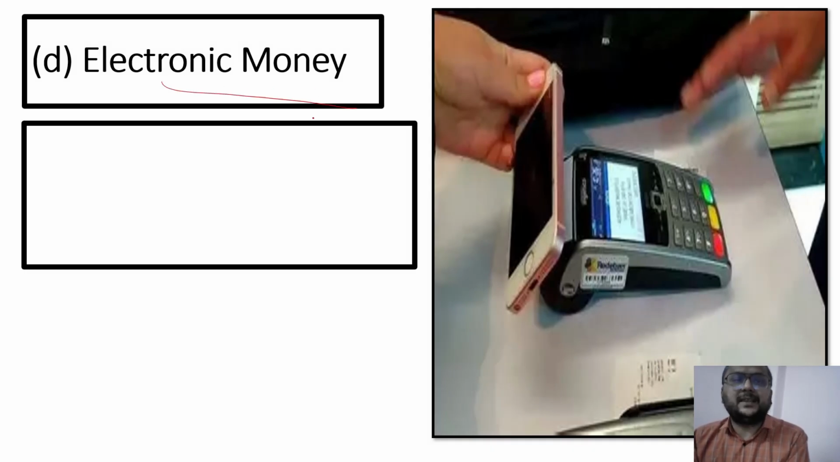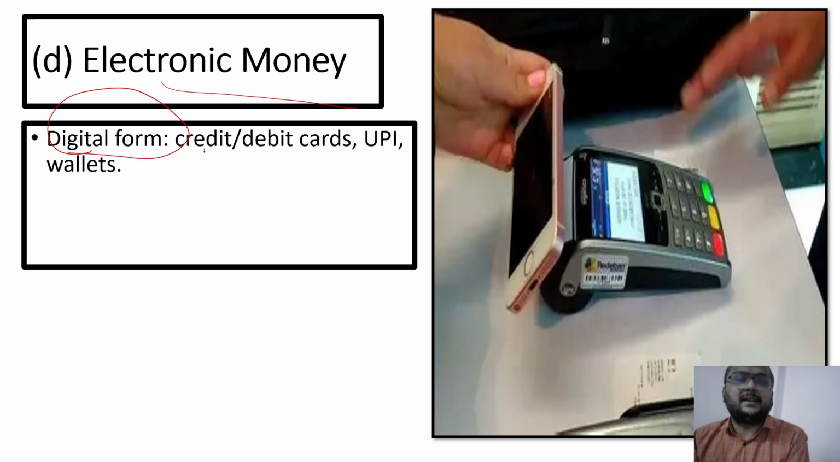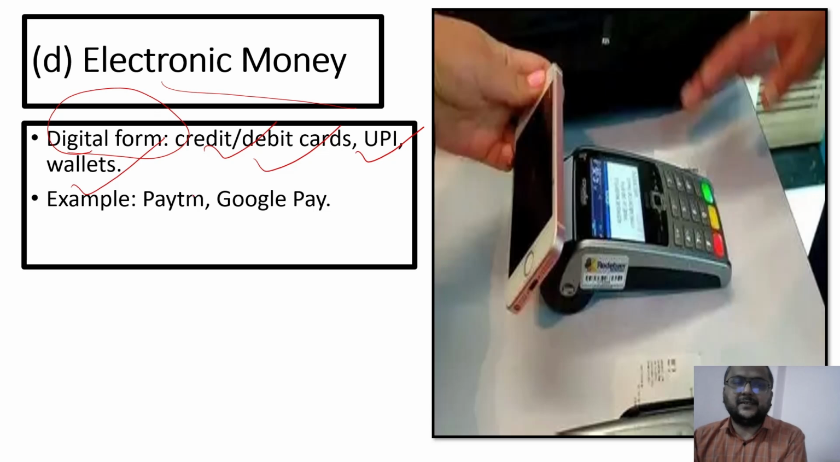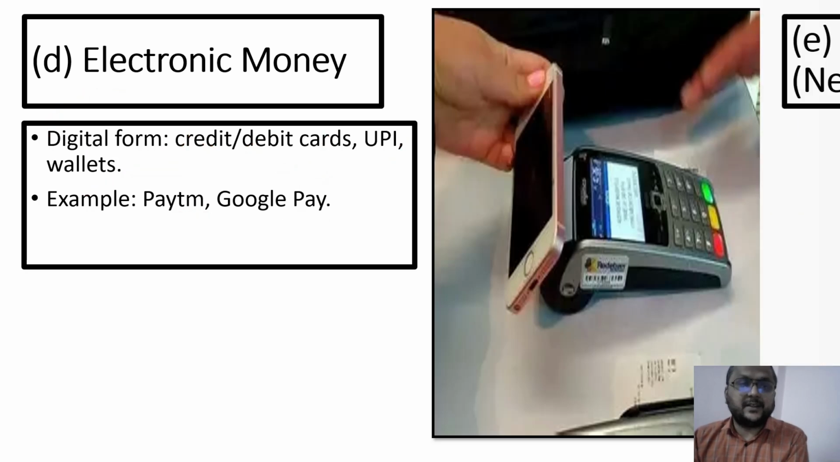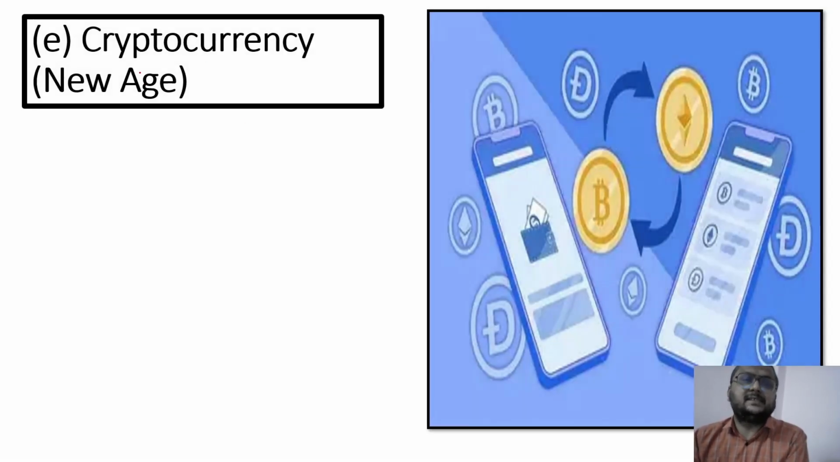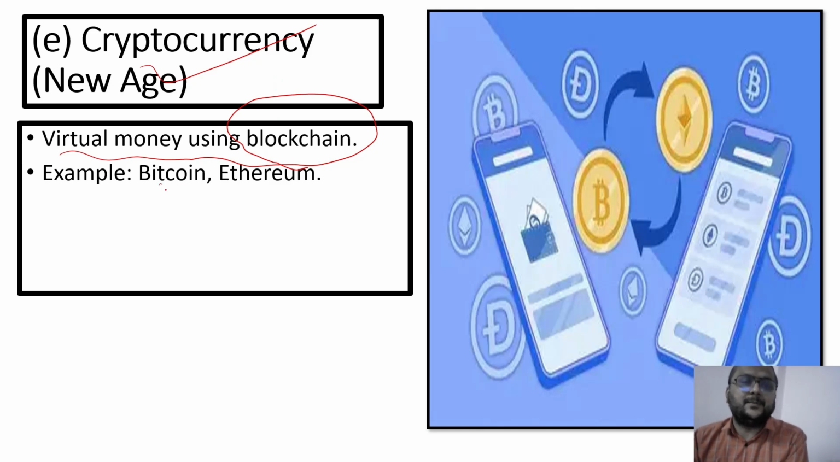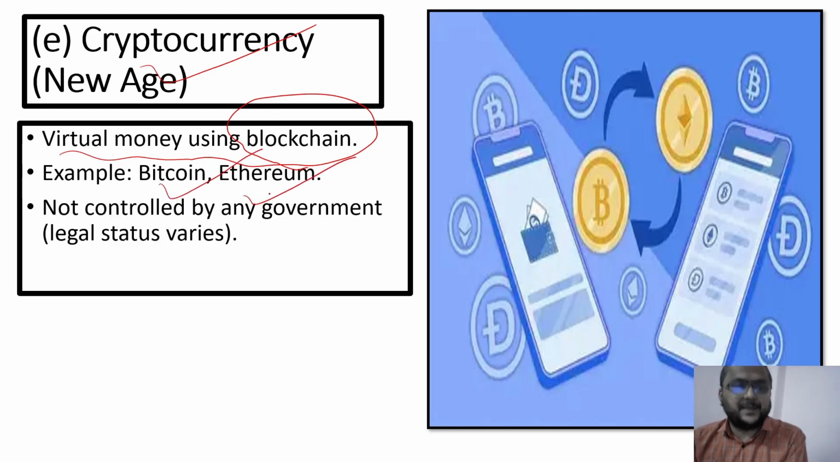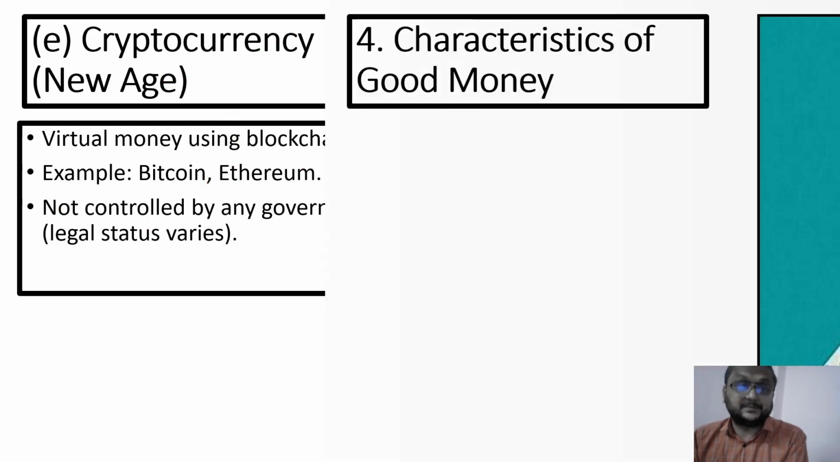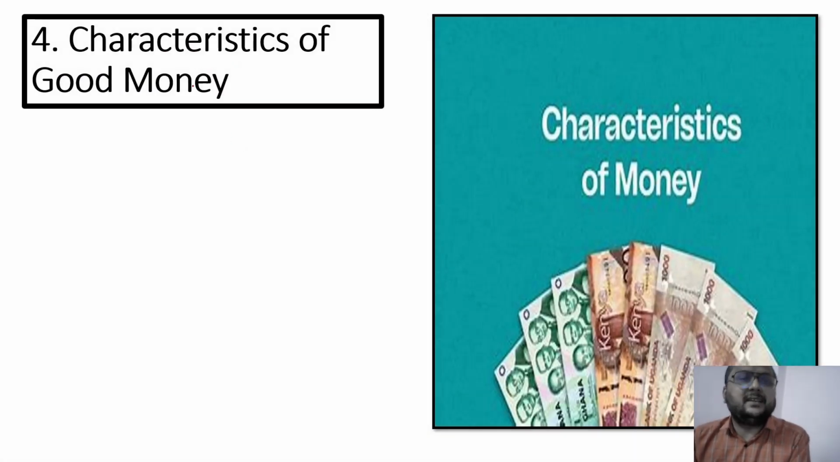Next is electronic money, a digital form of payment like credit cards, debit cards, UPI, wallets. For example, ATM, Google Pay, PhonePe are electronic money. Now, new age money is cryptocurrency. It is virtual money using blockchain technology, like Bitcoin and Ethereum. It is not controlled by any government and its legal status varies across regions. Now let's look at the characteristics of good money.